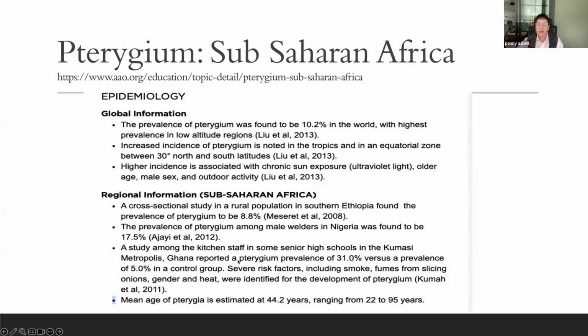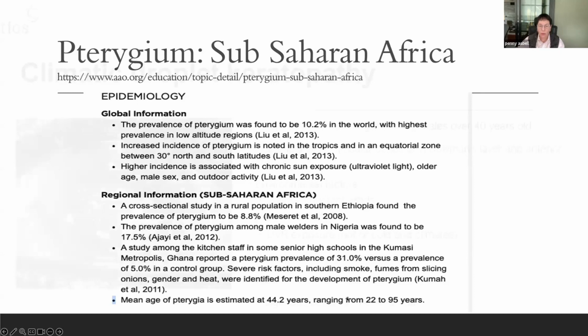Kitchen staff in some senior high schools in Kumasi had high pterygium. Go figure, 31%. That's pretty high versus their control group of 5%. You got me. I don't know what they're cooking there. Probably they're cooking with firewood or coal, and that might irritate the eye. Maybe that's a risk factor. I don't know. Anyway, the average age in sub-Saharan Africa is 44, but the range is wide, from 22 to 95. So a big range of when it can occur.